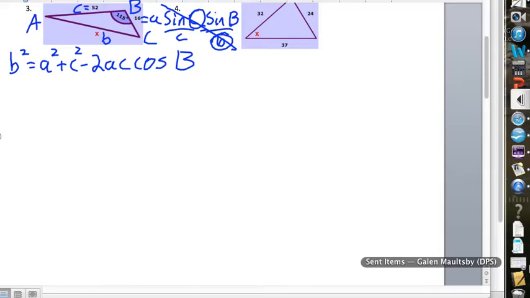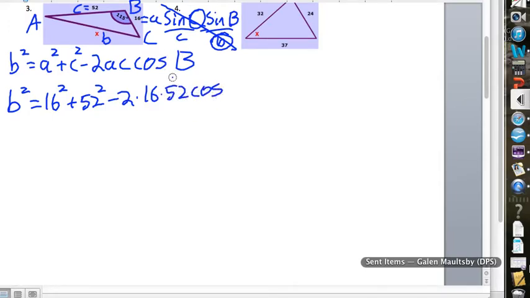We're just going to rewrite this equation but using our known values. We do not know little b, it's what we're looking for, but we do know that a squared is 16 squared, c squared is 52 squared, and then minus 2 times a, which is 16, times c, which is 52, and then times cosine of big B, and we know that big B is 115.